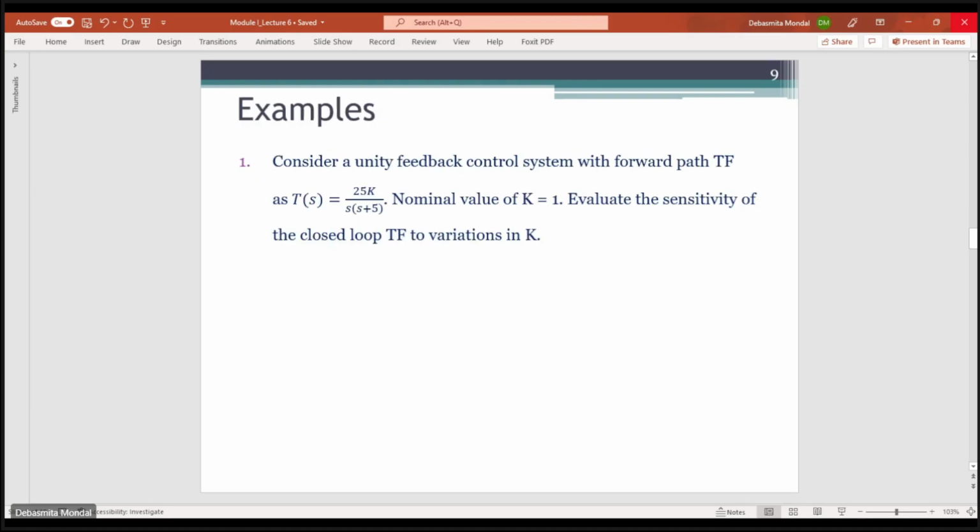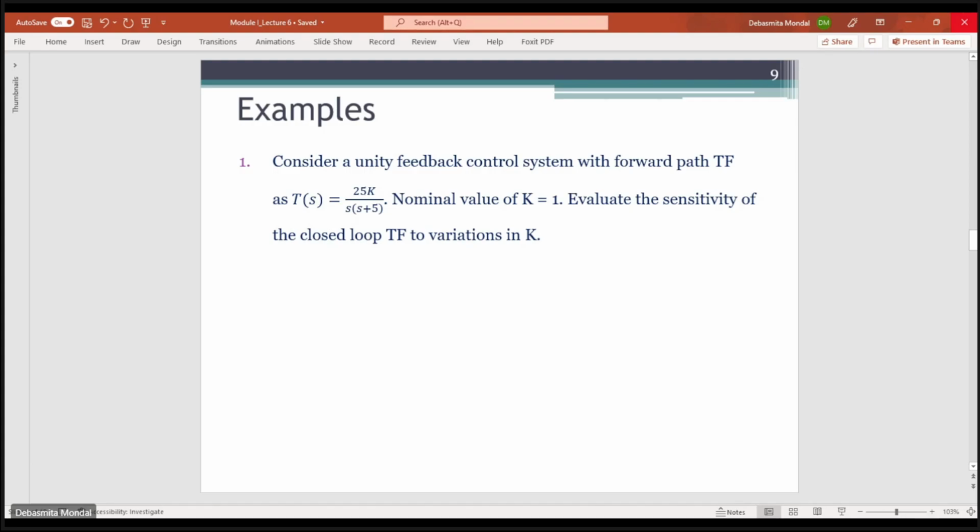Before moving on, I want all of you to solve some examples. The first example is a unity feedback control system where the forward path gain is given by the transfer function 25K by s plus 5, and the nominal value of K is given. What you have to find out is the sensitivity of the closed loop transfer function to any variations in K.